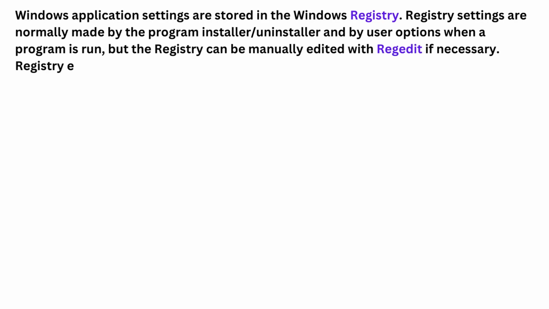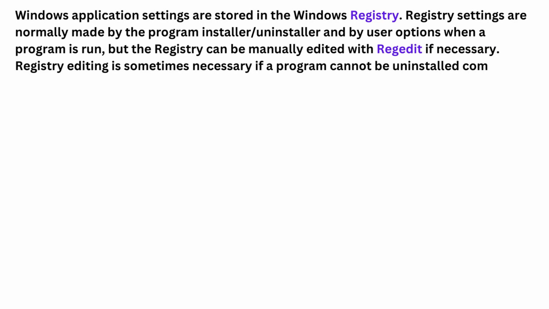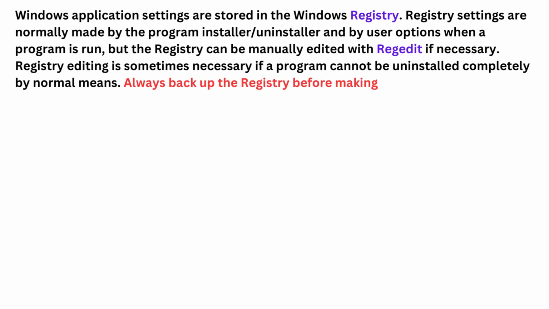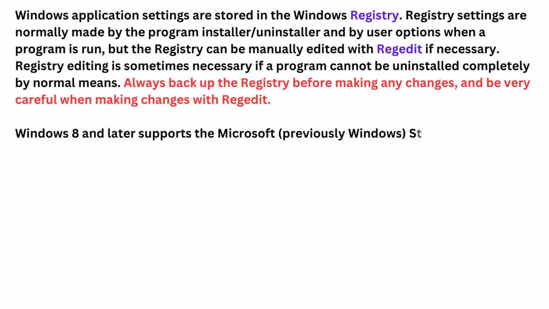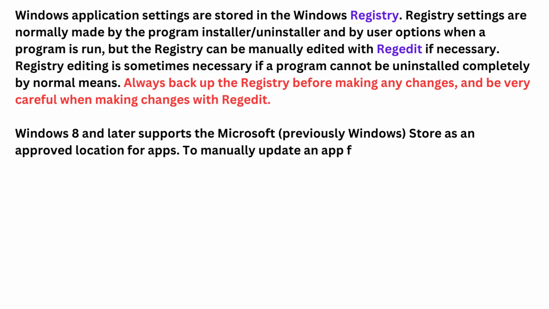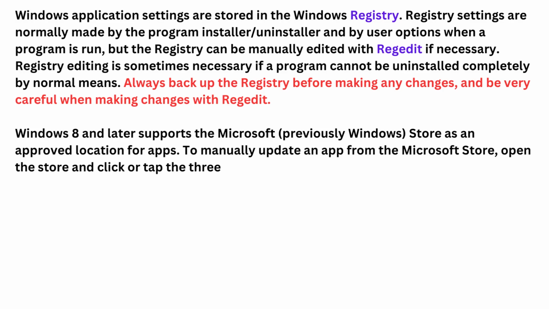Registry editing is sometimes necessary if a program cannot be uninstalled completely by normal means. Always back up the registry before making any changes, and be very careful when making changes with regedit. Windows 8 and later supports the Microsoft, previously Windows, Store as an approved location for apps. To manually update an app from the Microsoft Store, open the Store and click or tap the three-dot menu button.